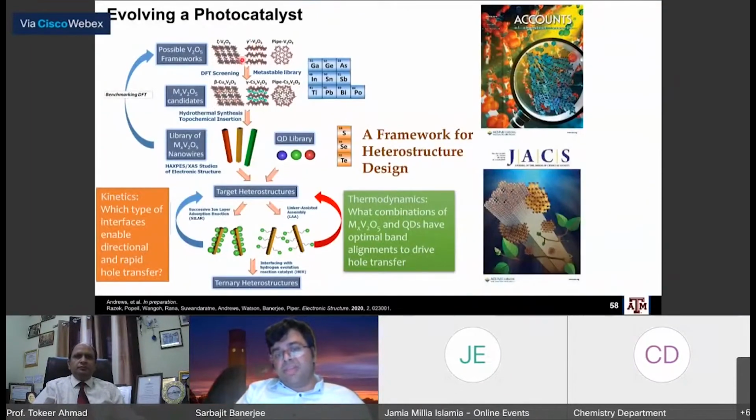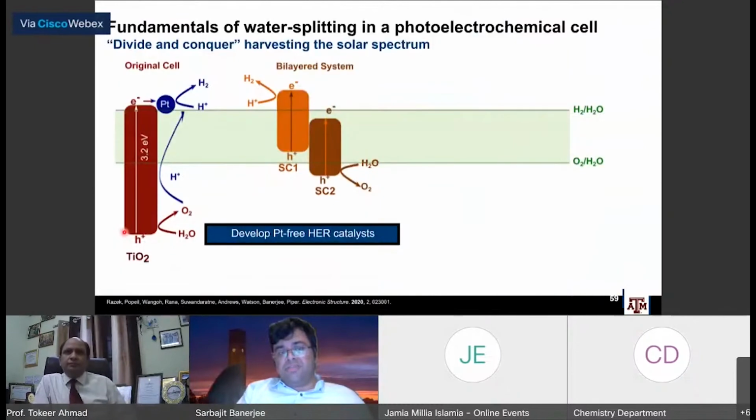So you can start thinking about this as really evolving a photocatalyst, right? You start with different possible frameworks, think about which p-block element you want to put in there, think about how to change the valence band edge of your absorber, and then build out heterostructures and binary heterostructures and answer these questions about thermodynamics, right? What sort of band alignments are needed, and what type of interfaces enable rapid and directional charge transfer, right?